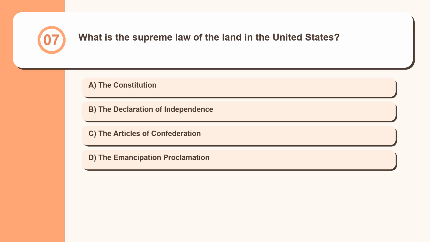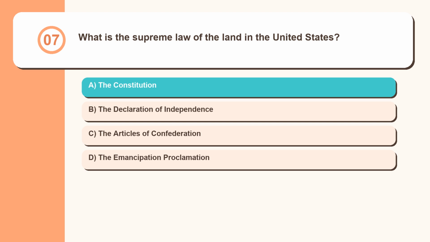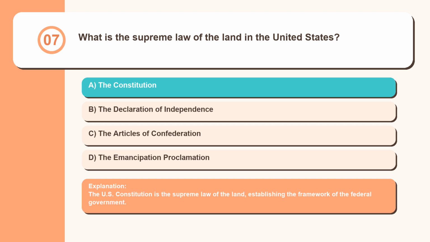Question 7. What is the supreme law of the land in the United States? The Constitution, the Declaration of Independence, the Articles of Confederation, the Emancipation Proclamation. The U.S. Constitution is the supreme law of the land, establishing the framework of the federal government.